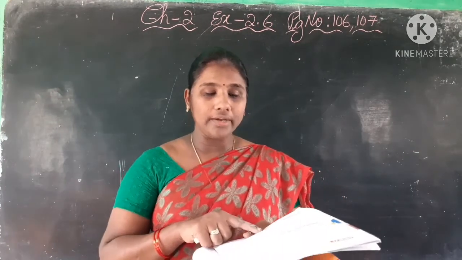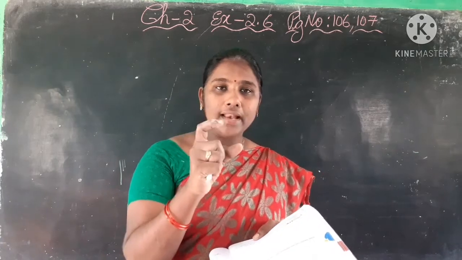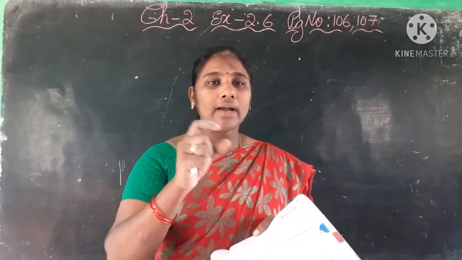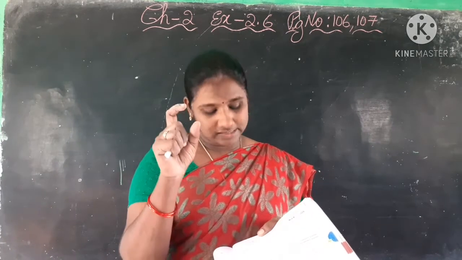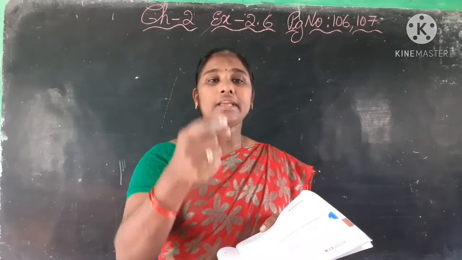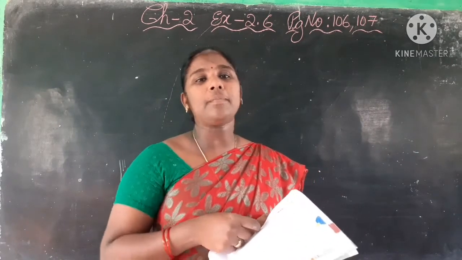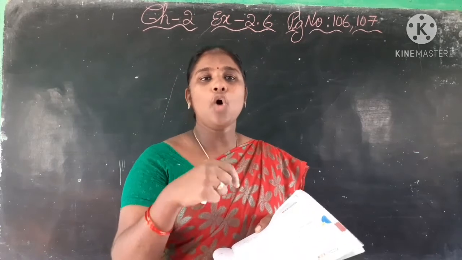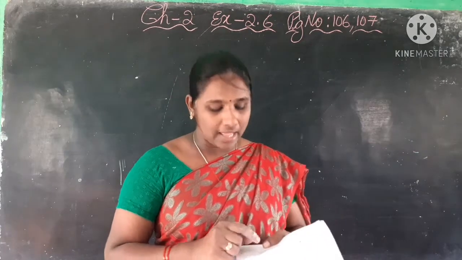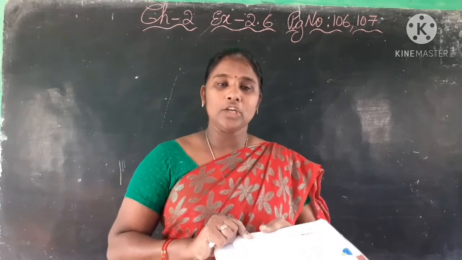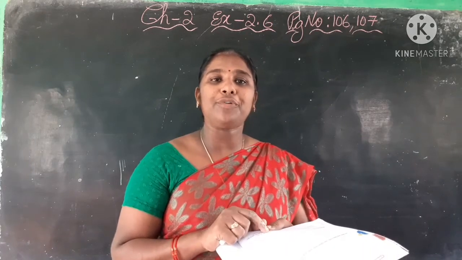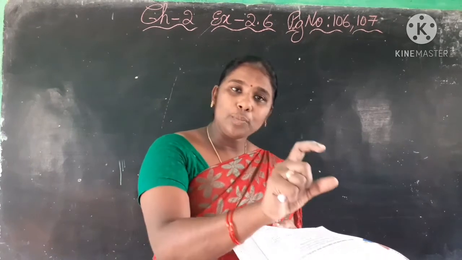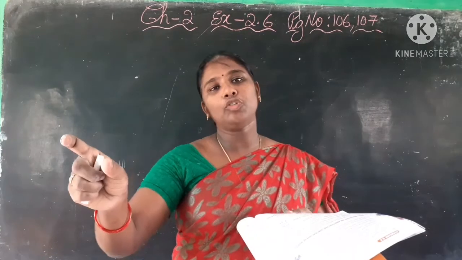So Rakesh bought a bell. He bought one bell for the cycle. What is the cost of that bell? 70 rupees. And he repaired the bell. How much money did he spend for repairing the bell? 22 rupees. So total how much money did he spend for that bell? 70 rupees to buy, 22 rupees for repairing.